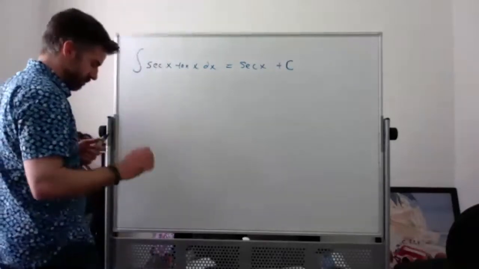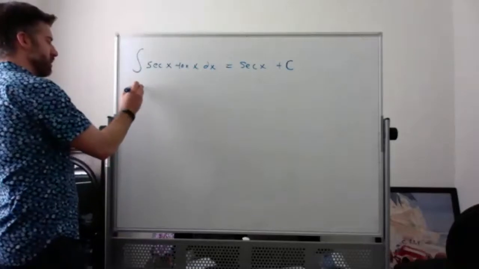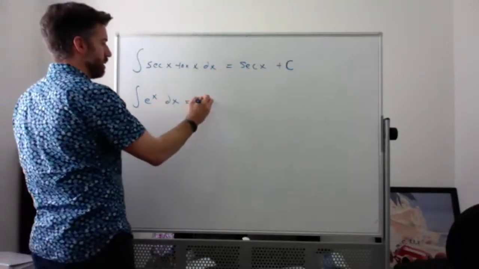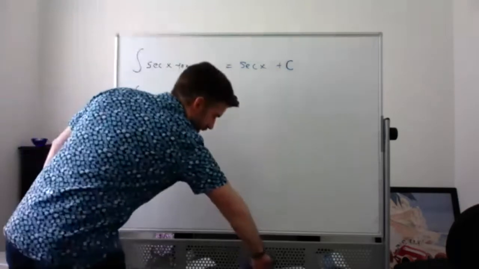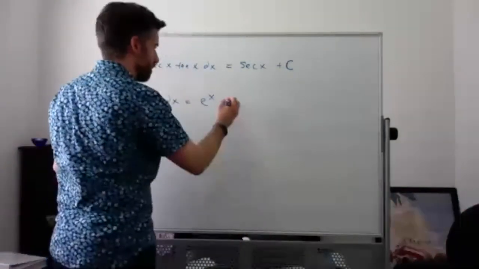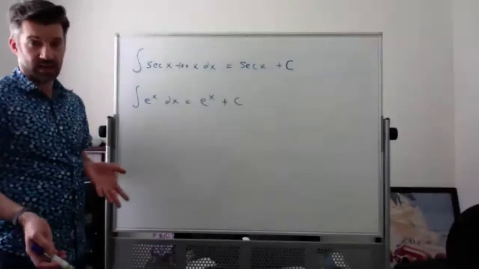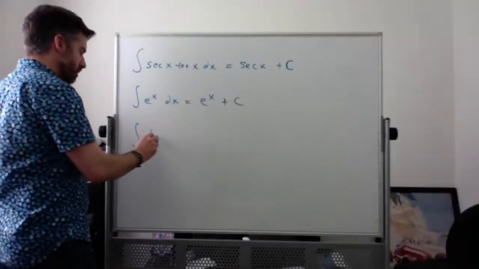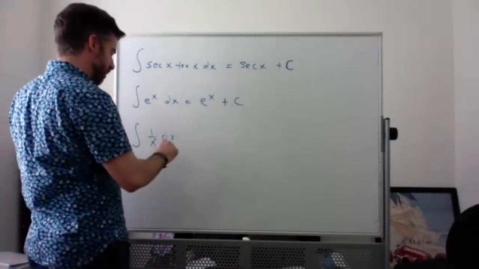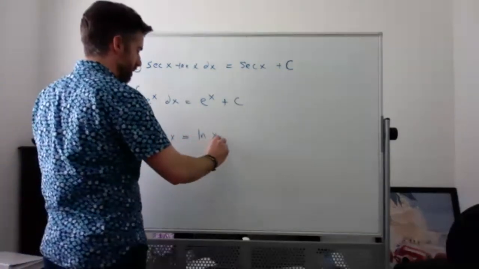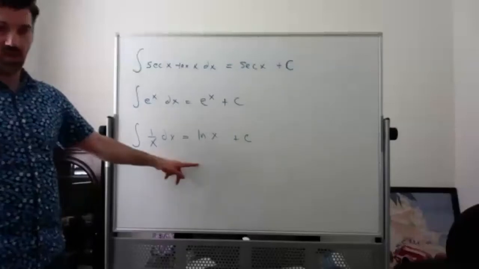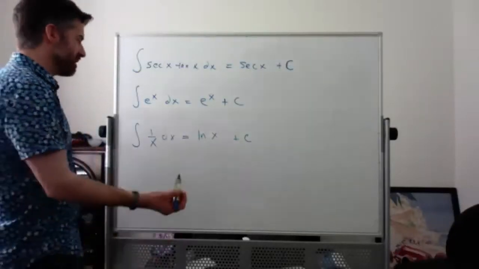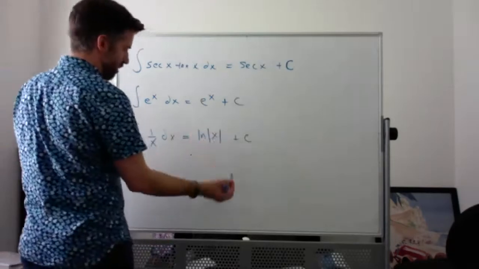And then there's a couple others. We definitely know that the integral or the antiderivative of e to the x is e to the x plus c, because the derivative of e to the x is e to the x. And then you're not wrong to want to say that the antiderivative of 1 over x is the natural log of x. And it's not so much that this is wrong, it's just that it's not as right as it could be. Now, why does it need to be the natural log of the absolute value of x?